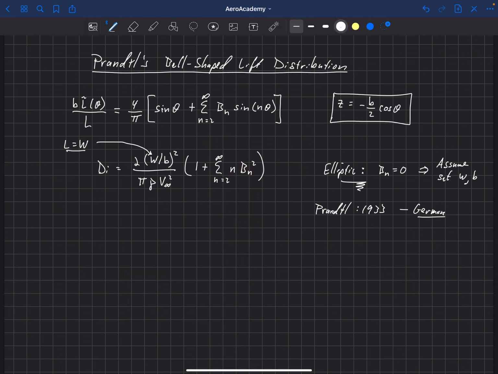And let's just talk about why that is here for a second. So if we were to look at, on the x-axis here is our wingspan coordinate. Again, we're using z for that. And then on the y-axis here, if we were to put a lift distribution on here, from the root, which is 0, out to the tip here. So we've got some lift distribution.